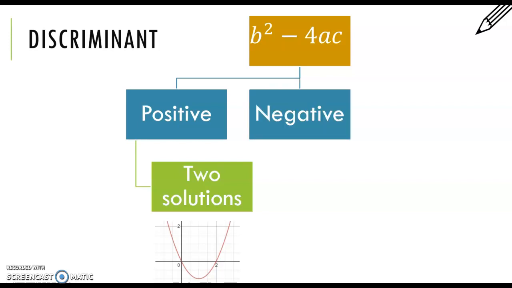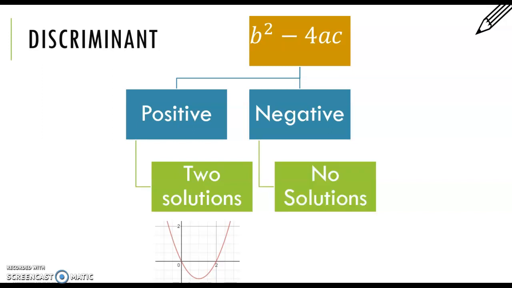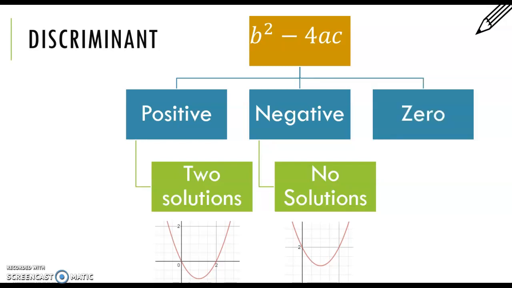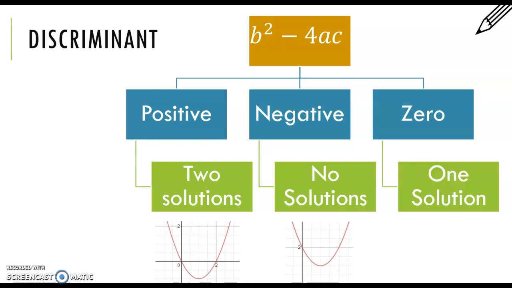The other possibility is that b squared minus 4ac is negative, which will mean that we have no solutions. That either means that the vertex is above the x-axis and it opens up, or the vertex is below the x-axis and it opens down. And then the final possibility is that that discriminant is 0. It's a pretty special case. If the discriminant is 0, then your quadratic equation will have just one solution, and it will be the vertex. The vertex is the one place that touches the x-axis.